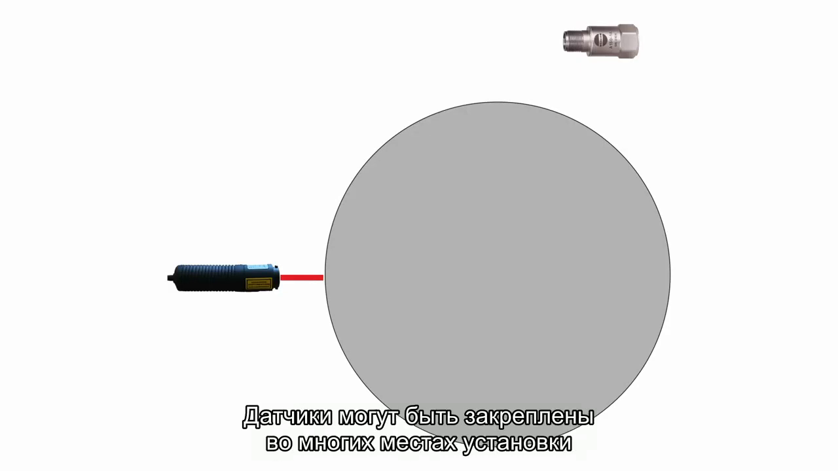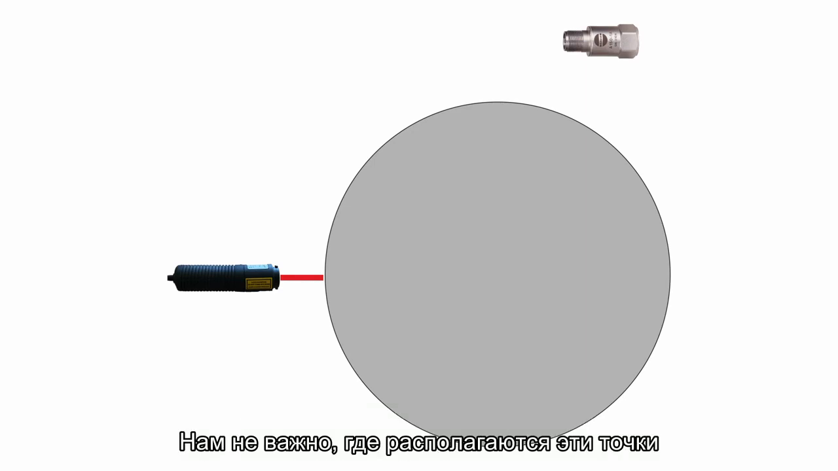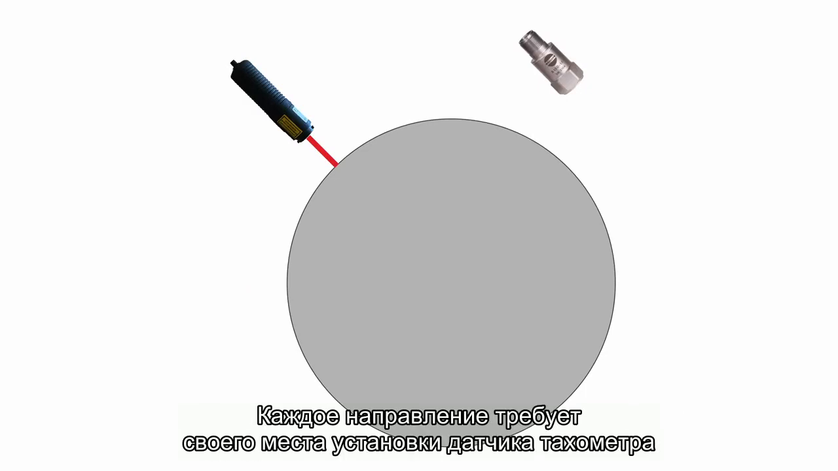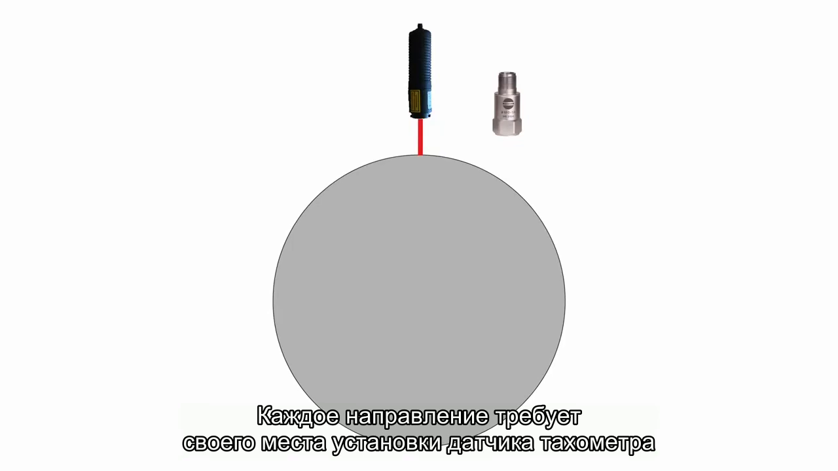The sensor can be mounted on many places of the machine. We do not care where the place is. The direction of the sensor is important. In one place, I can mount the sensor in several directions. Each direction needs a different position of the tacho sensor.